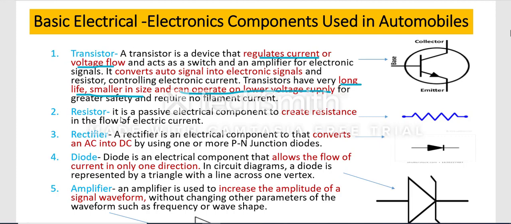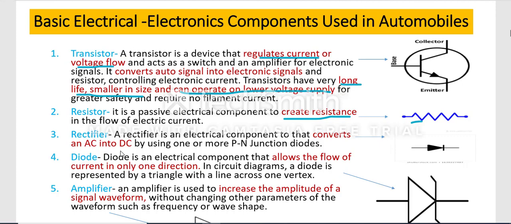Resistance, this definition we have already studied. Resistance is the opposition to the flow of current. A resistor is a passive electrical component that creates resistance to the flow of electric current. The symbol for the resistor is like this, so remember this also.